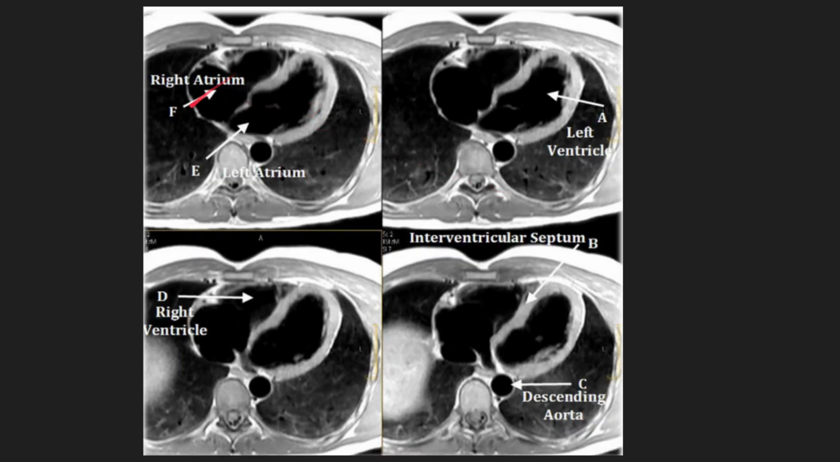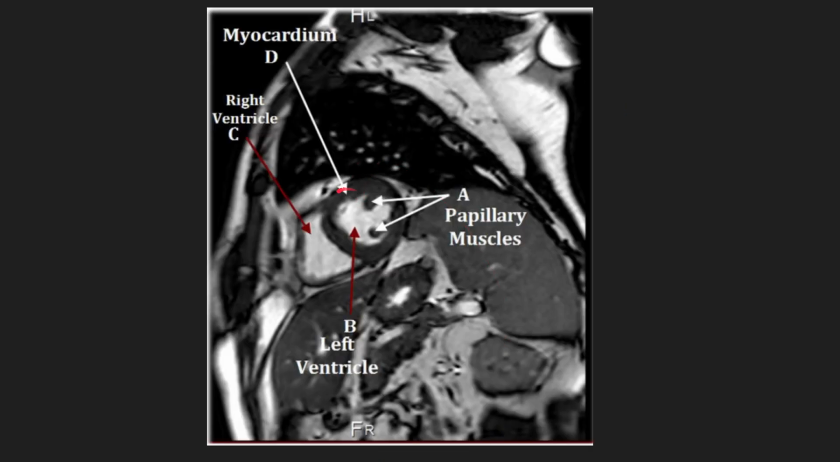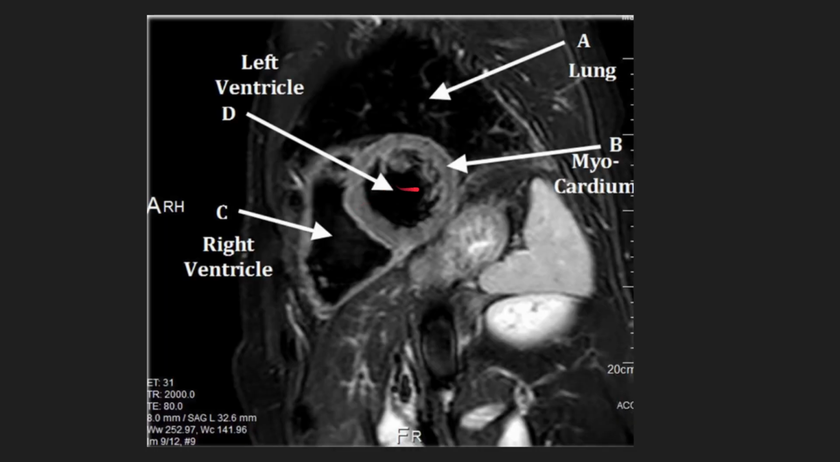So here is the right atrium and the left atrium. Left ventricle, right ventricle, and descending aorta. Interventricular septum. Myocardium here, papillary muscles. Right ventricle, left ventricle. Left ventricle is here and right ventricle is here. Left ventricle, right ventricle, lung, myocardium.